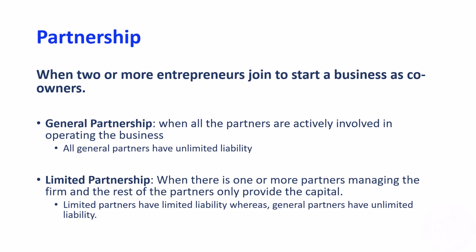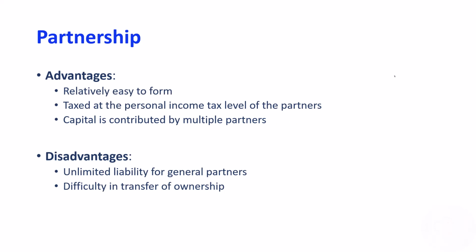On the other hand, in a limited partnership, two or more partners are in charge of managing and running the business, and the rest of the partners, they just provide the capital. They're kind of silent partners. And because of that, as the name implies, limited partners have limited liability, whereas the general partners have the unlimited liability as before.